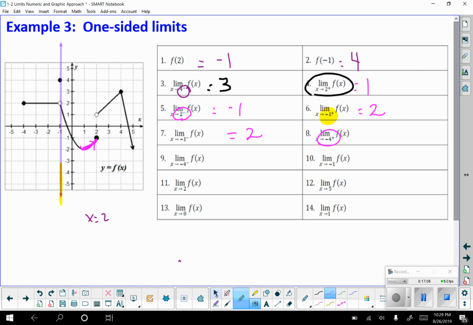-4 from the right. So I'm going to take a moment, relocate my vertical line, because that's the focus for my eye, from the right side of 4. So I'm bigger than 4, coming in from the right side.